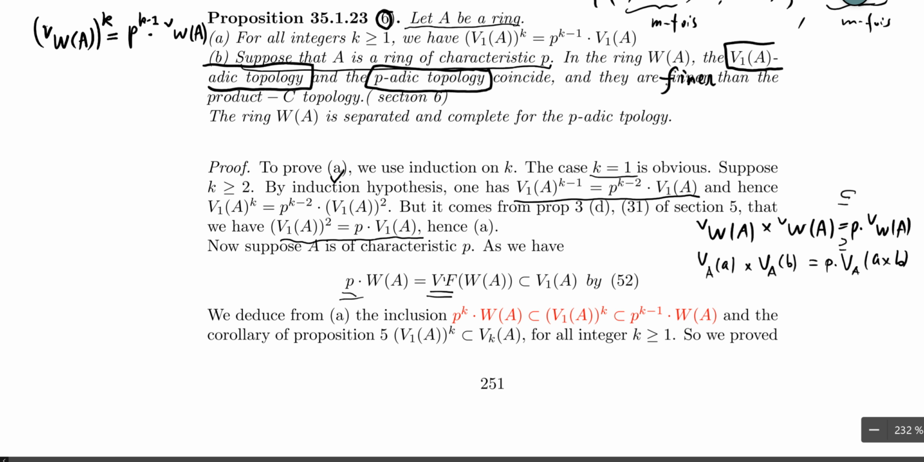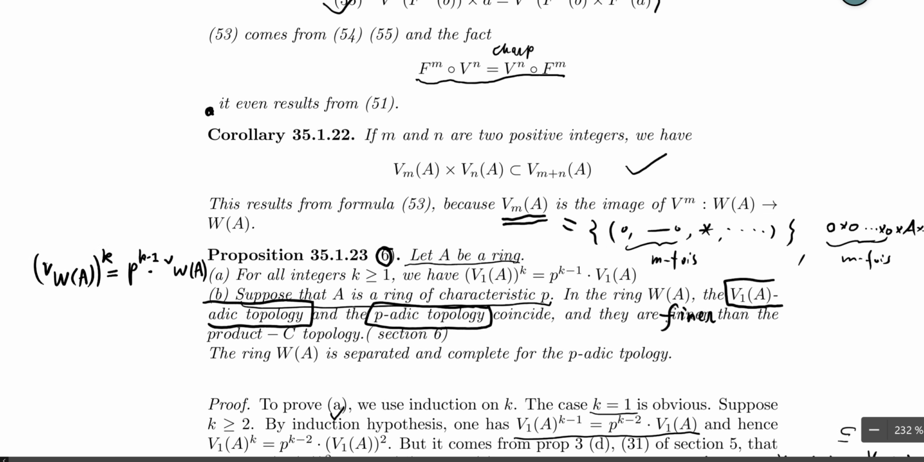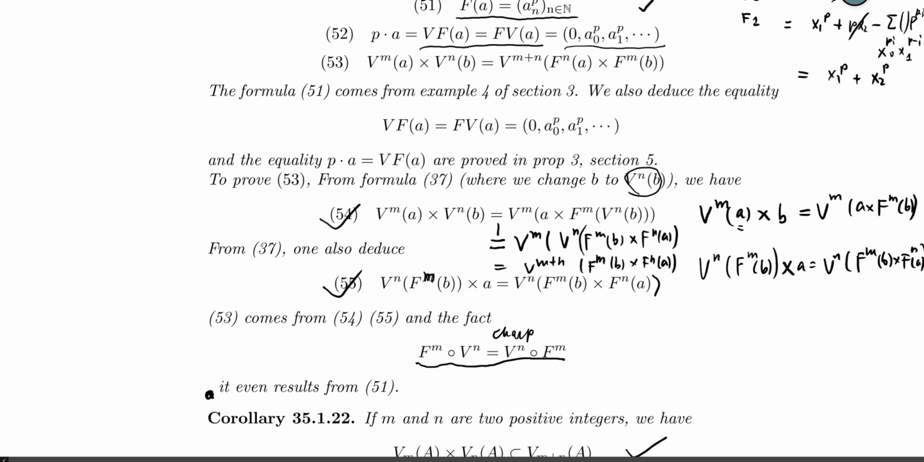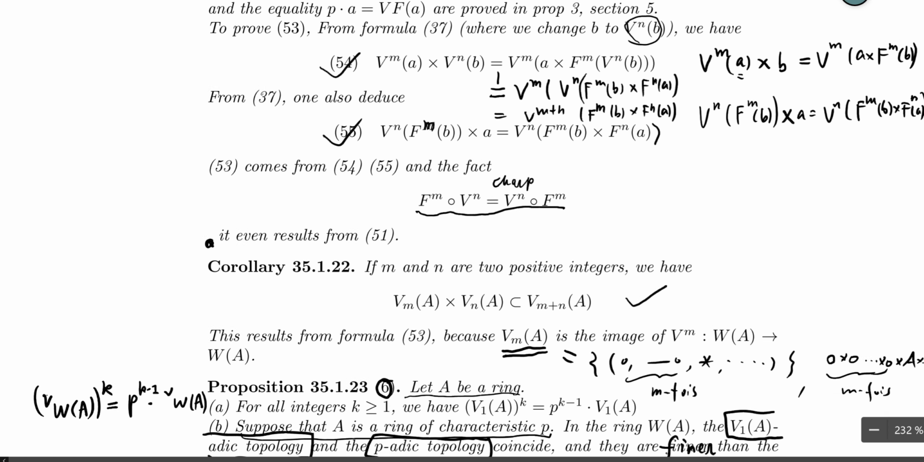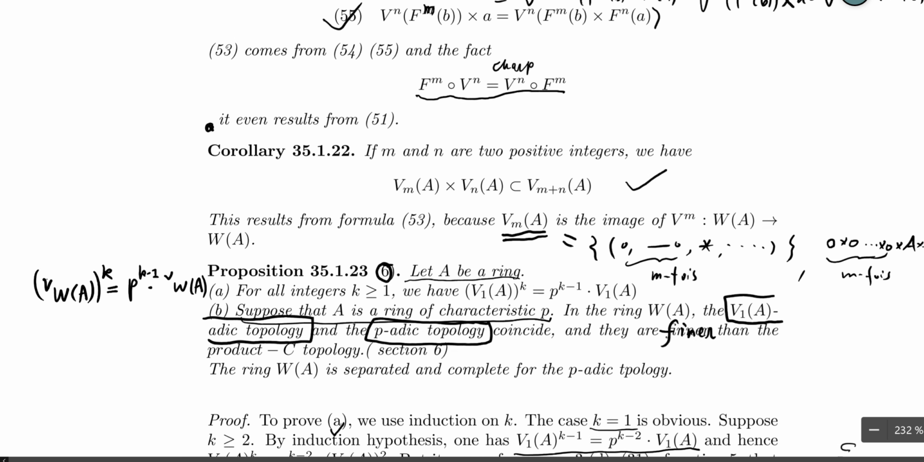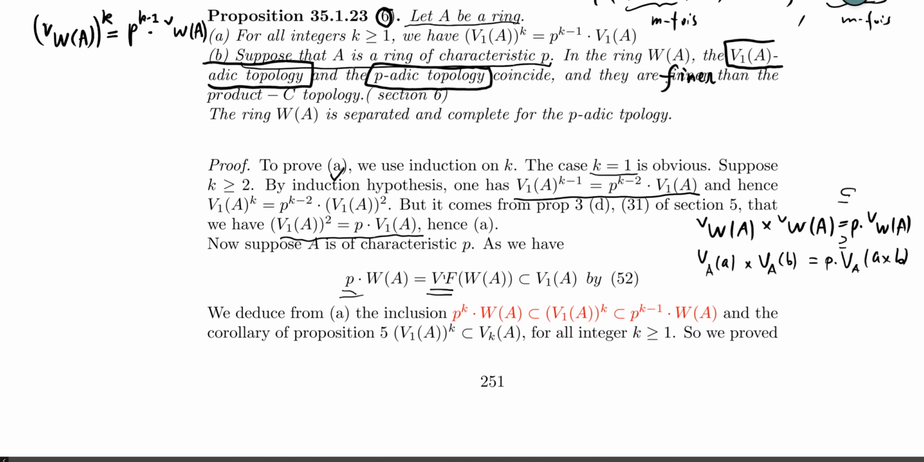Come back to 52. 52 tells you F composed with V is V composed with F, how it looks like. You see the first position is 0, so it's inside V1. Okay, it's inside V1, no problem.